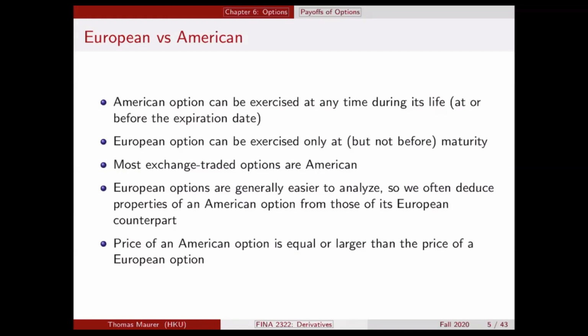With a European option, the long position can only make this decision of exercising the option at the maturity date. We see immediately by comparing American and European options that the American option gives more flexibility to the long position and therefore it should be more valuable. Notice that most exchange-traded options are American options. However, because European options are generally easier to value, in our course we are mostly going to focus on European options, but we do talk a little bit about extensions of how we can find the American option price as well.